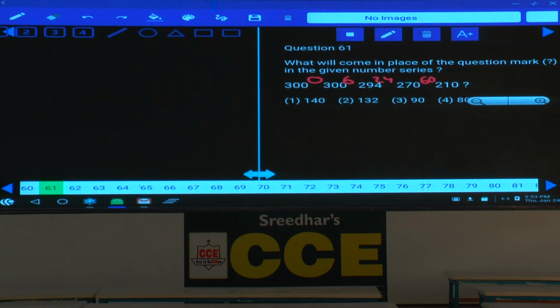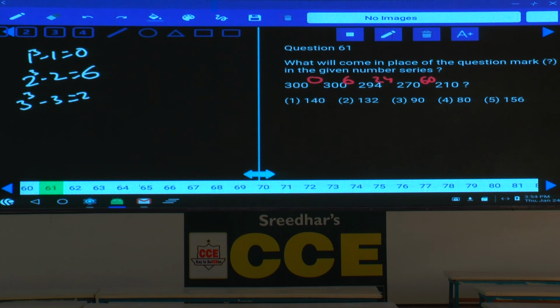Yes, tell me what are these numbers? 0, 6, 24, 60: 0 can be written as 1 cube minus 1, 6 can be written as 2 cube minus 2, 24 can be written as 3 cube minus 3, and 60 can be written as 4 cube minus 4. 4 cube 64 minus 4 is 60. Hence the given differences can be written as n cube minus n. And the next one is 5 cube minus 5.